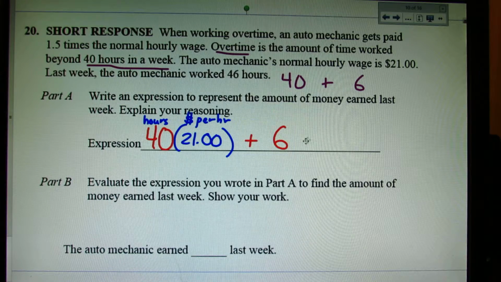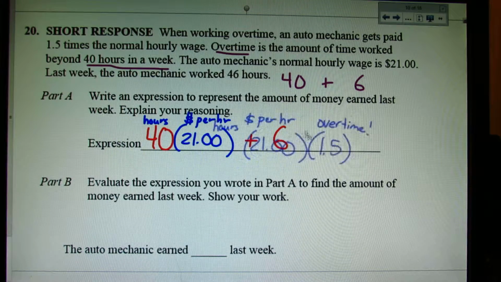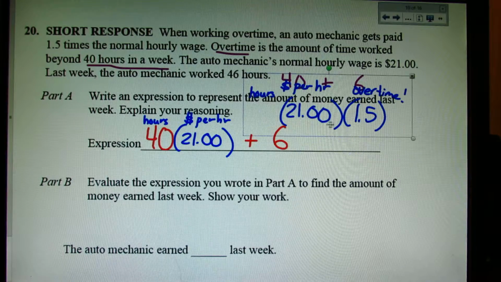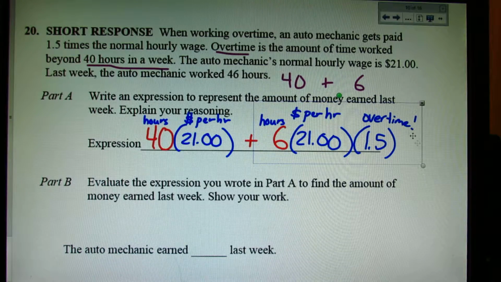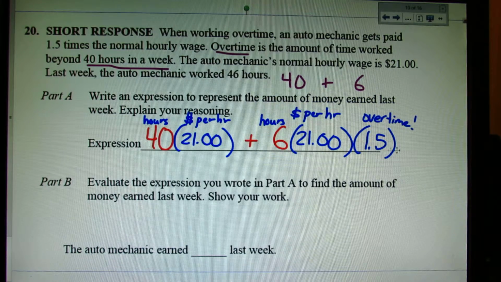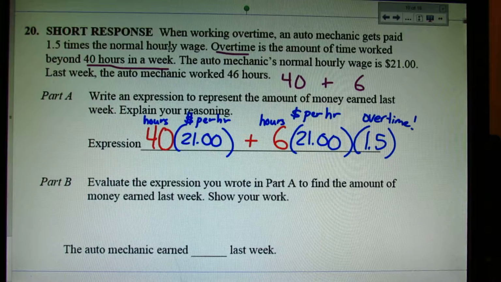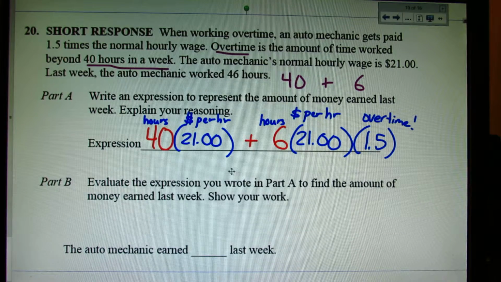Okay. I still get paid $21 per hour, except I also get paid extra overtime, 1.5 times that amount. 1.5 times the normal hourly wage. Okay, so this whole expression is representing how much money I earned. That's it. I can leave it like that. It's just an expression.